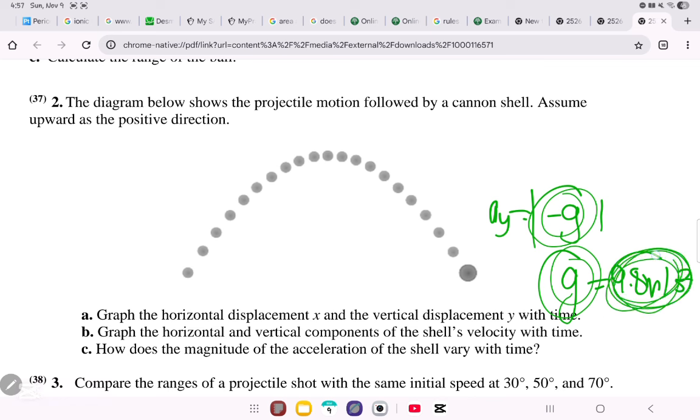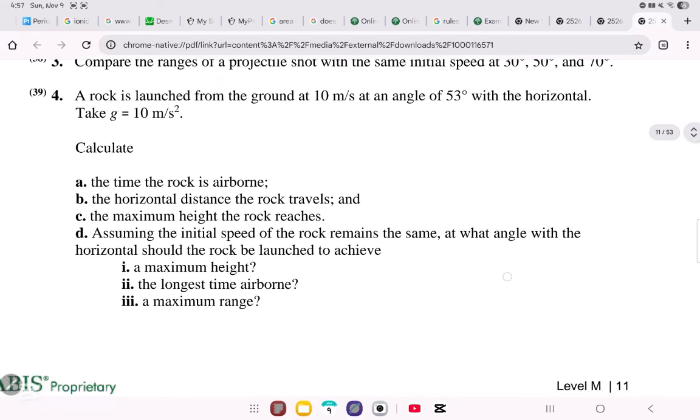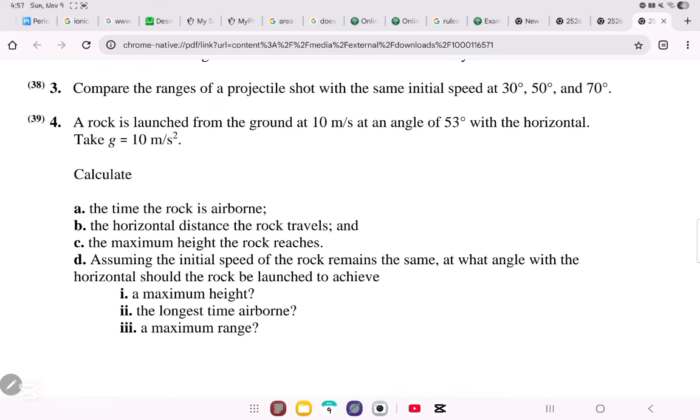Now, this is one singular value. There's no x, t, there's no variable. So because of this, we say that it's constant. It does not vary, it does not change. We move on to question number 3. Compare the ranges of a projectile shot with the same initial speed at 30 degrees, 50 degrees, and 70 degrees.